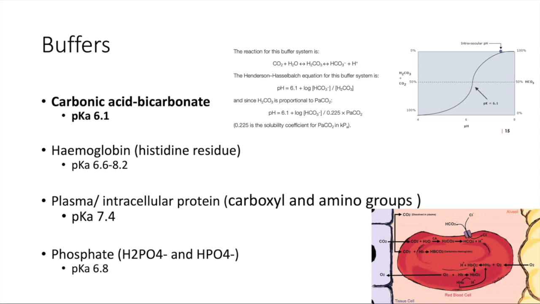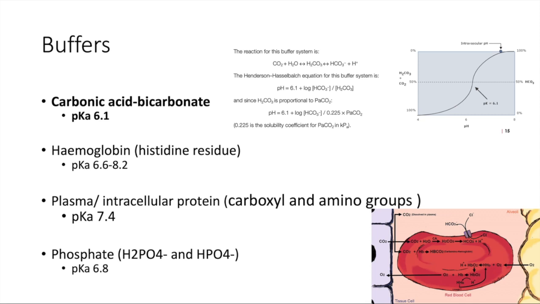The production of carbonic acid is catalyzed by the enzyme carbonic anhydrase, which is present in the red blood cells but not in plasma. The diagram on the right shows its greatest buffering capacity at pH 6.1, resisting a change in the pH.